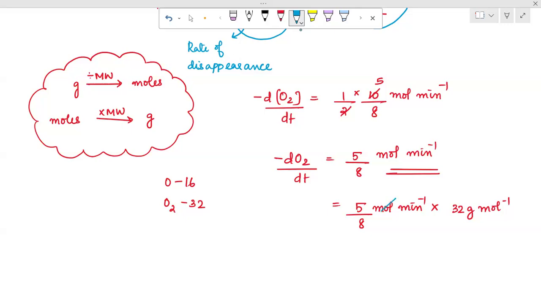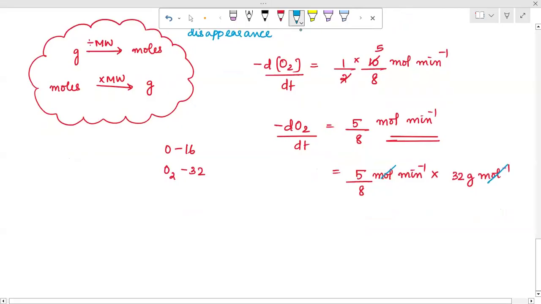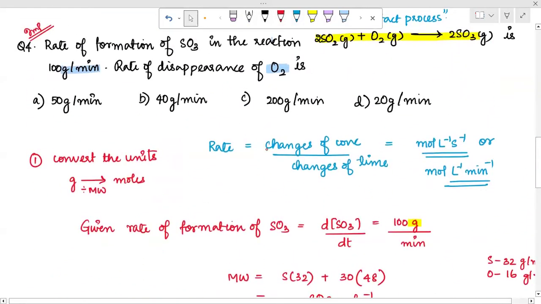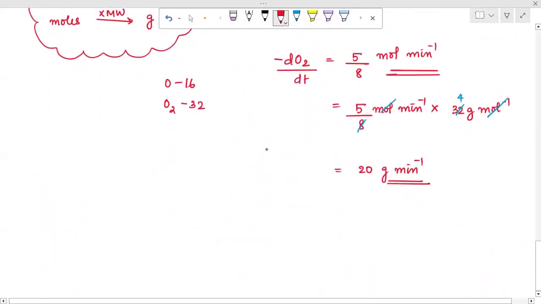See, mole per mole cancelled. So there is 8 over here, 32 over here, 4 times. So 5 into 4, 20. And what do you have remaining? There is grams and there is minute. Per minute. 20 grams per minute. Is there an option? 20 grams per minute. Yes. Option D.